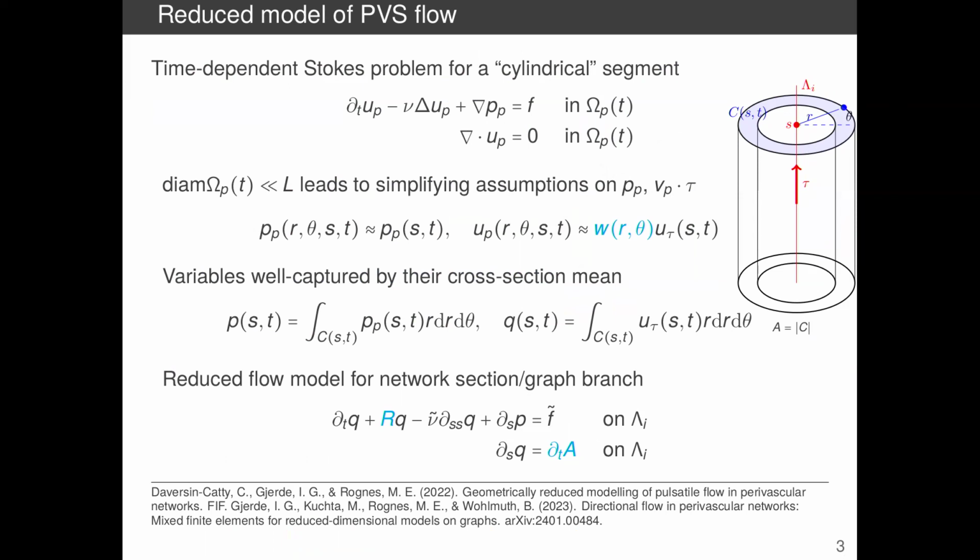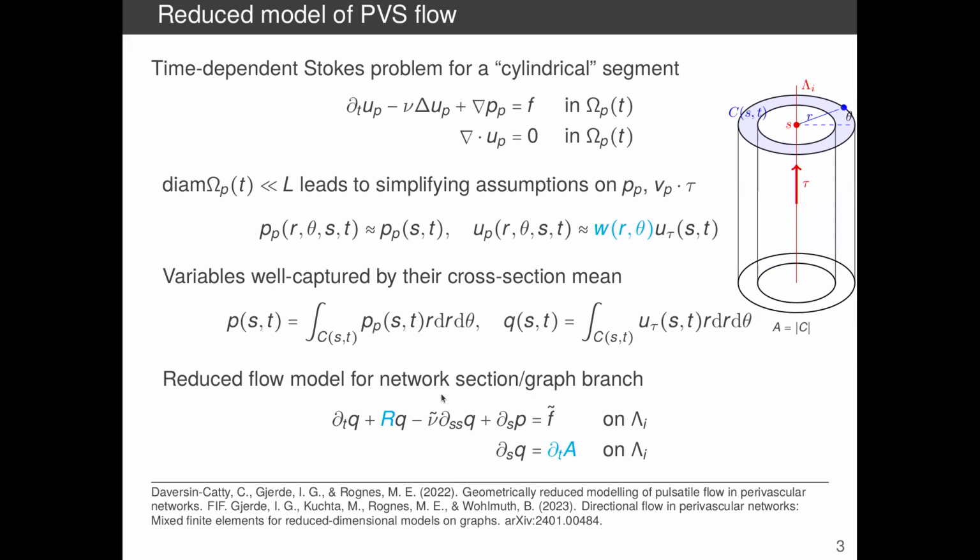So basically you can make the assumption that both pressure and the velocity are for the most part constant on the cross sections, and in particular the flow is mostly along this center line, which is your representation for the geometry.